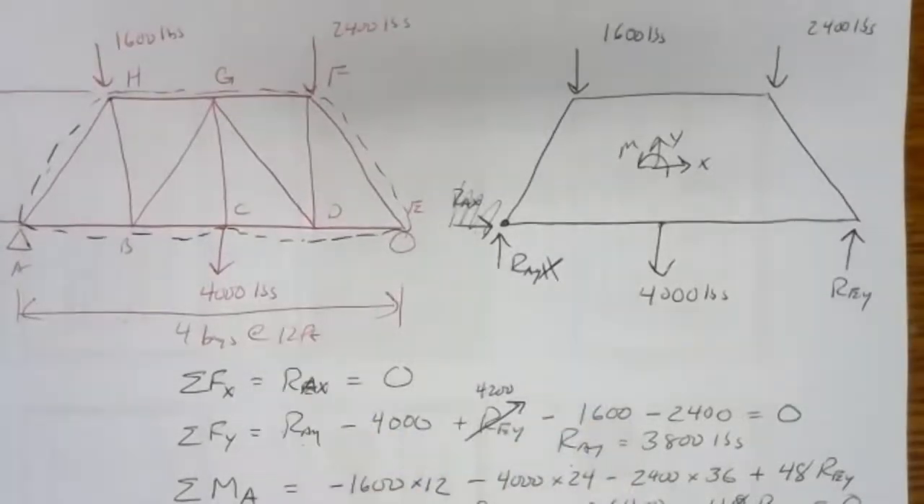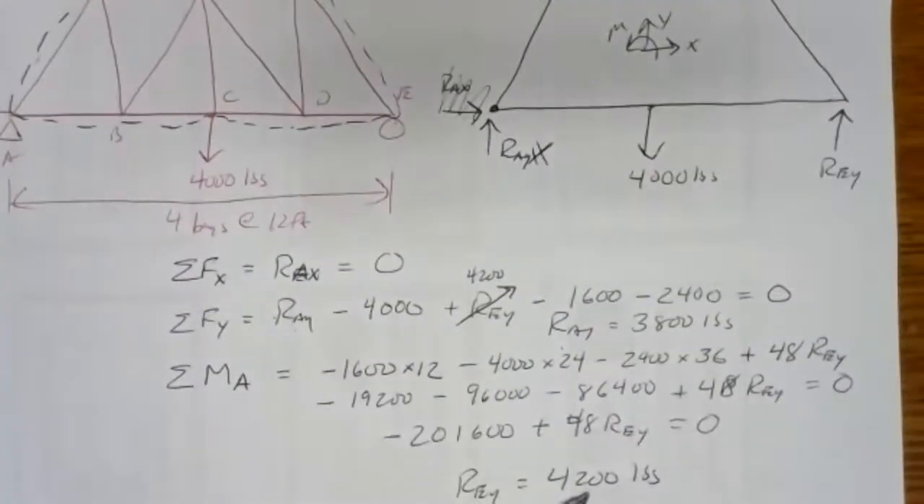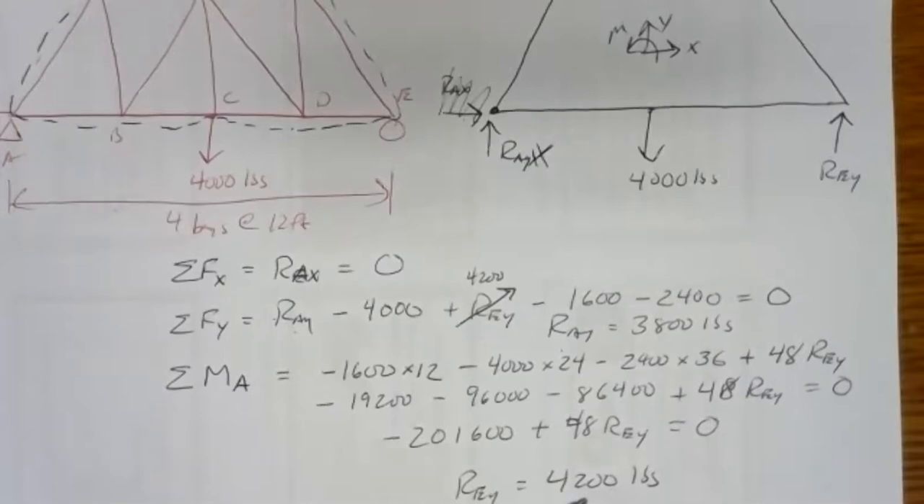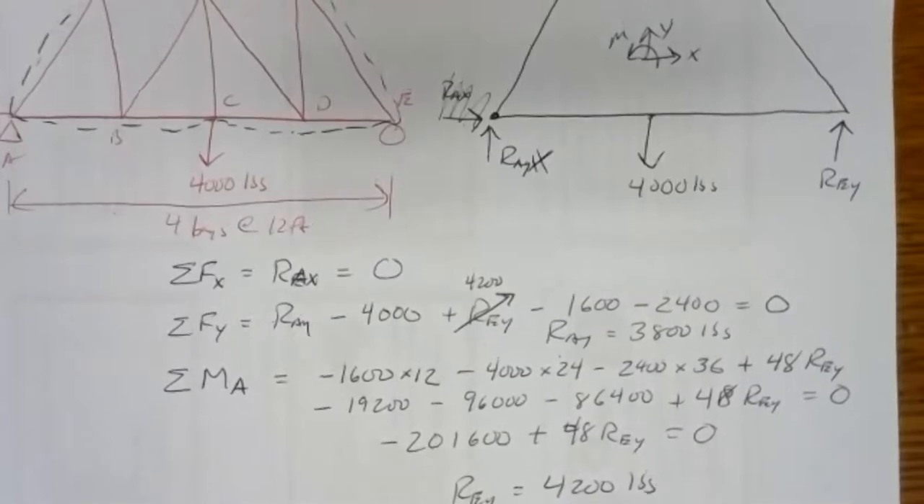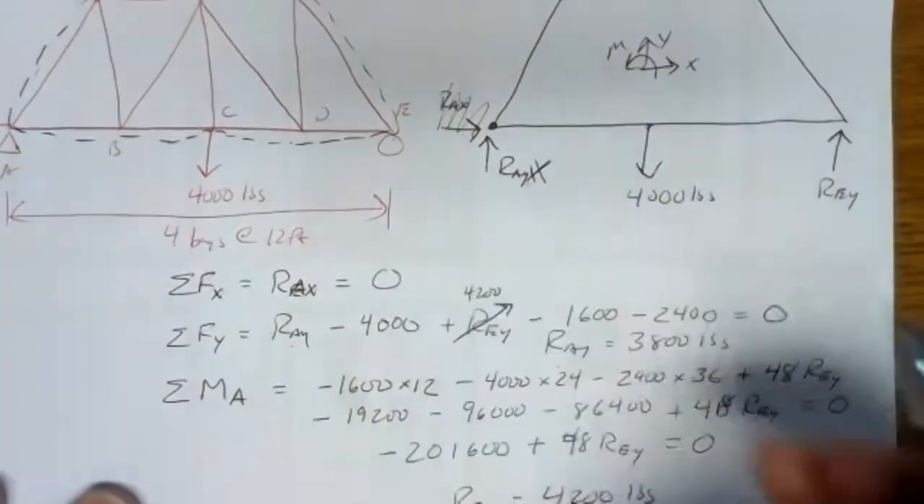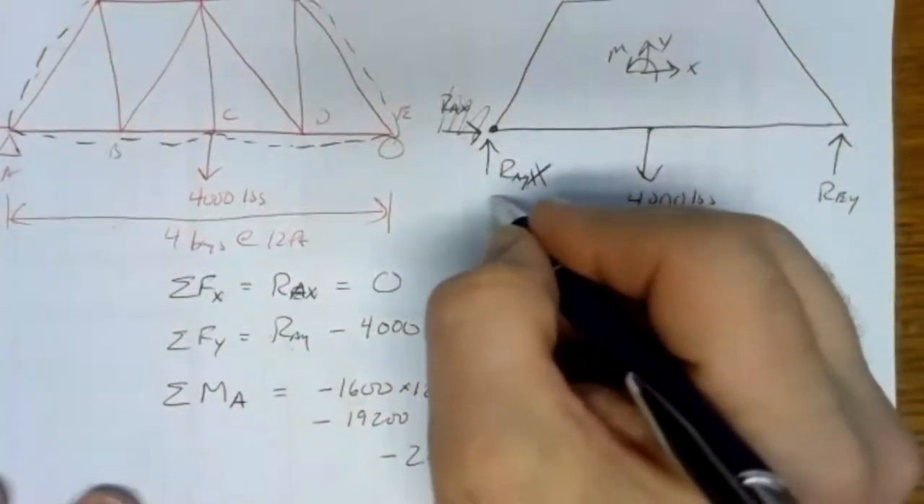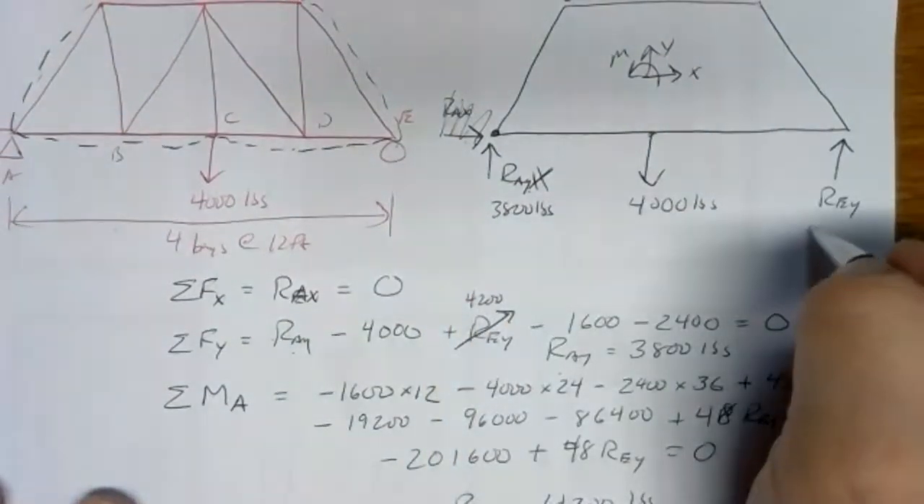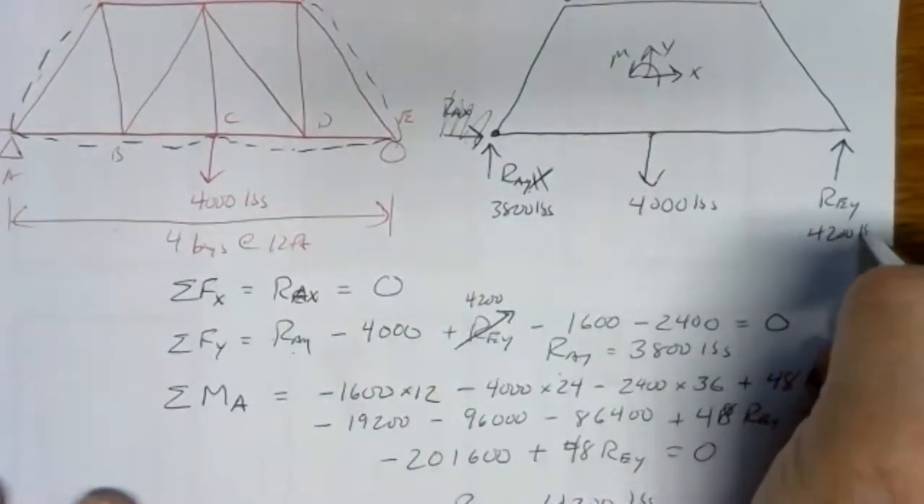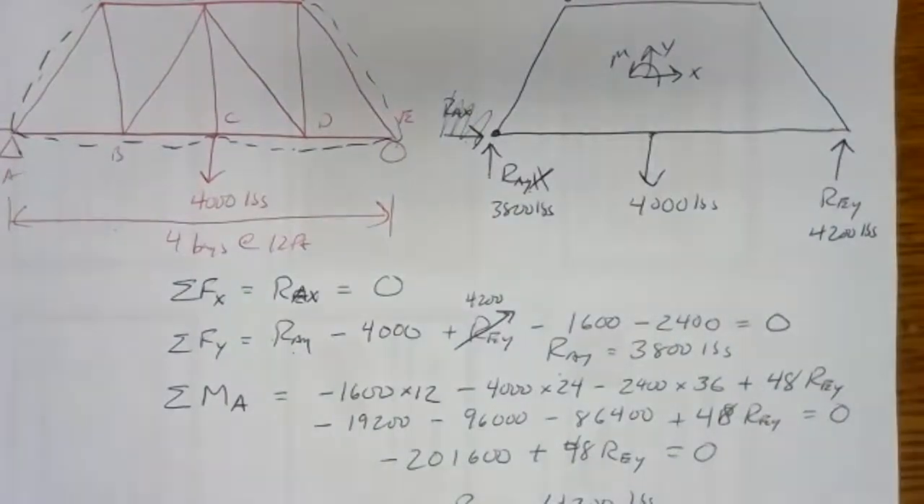And if you look at the total amount of force we've got pushing down here, we've got 8,000 pounds pushing down. So if we've got 4,200 pounds on one support, we've got to have 3,800 on the other side to get that total 8,000. So now we know RAY has a force of 3,800 pounds and REY is 4,200. RAX is 0. So that's step one. We've got the reactions at the supports.